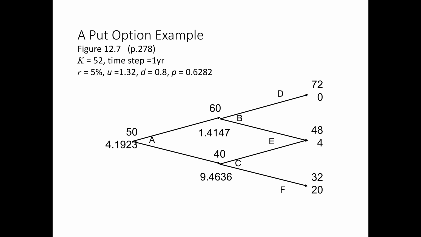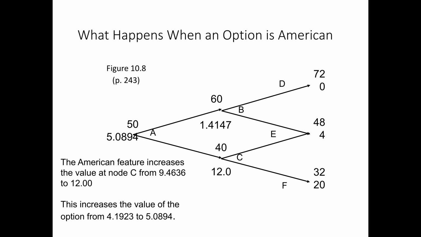The textbook shows you the put option. There is some situation where you should exercise early. This is my next example. Everything's the same. The only thing is the payoff for this put option is American. The American feature actually is early exercise.